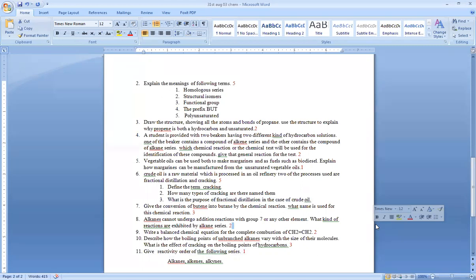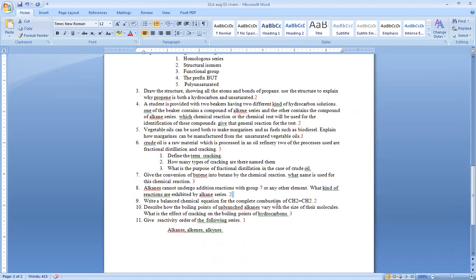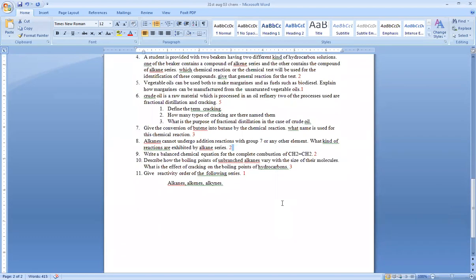The next question is, write a balanced chemical equation for the complete combustion of the ethene molecule. The next one is, describe how the boiling points of unbranched alkanes vary with the size of their molecules. So you have to just tell us how the unbranching of alkanes is going to affect the boiling points. It is a simple phenomenon, beta.